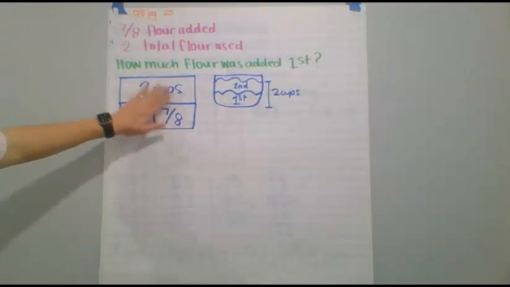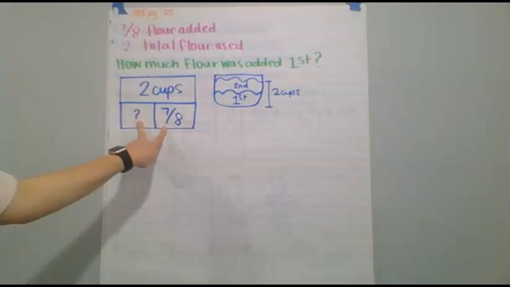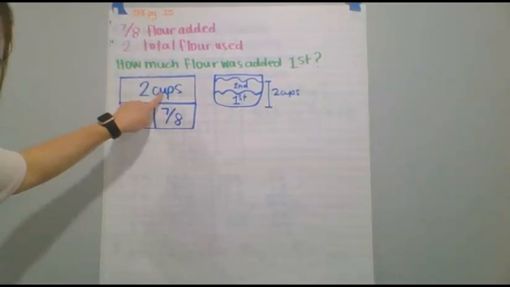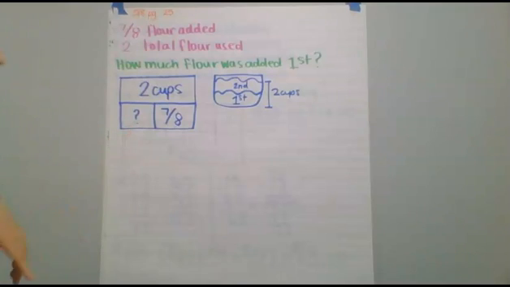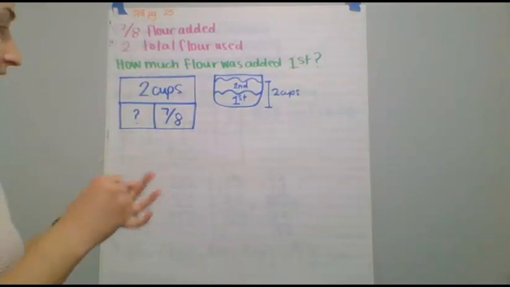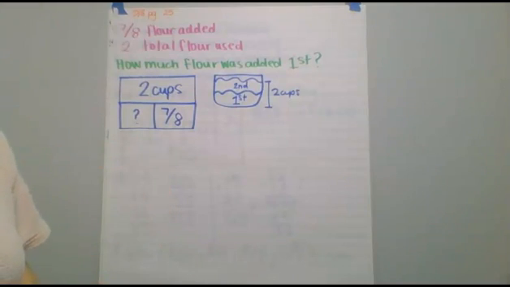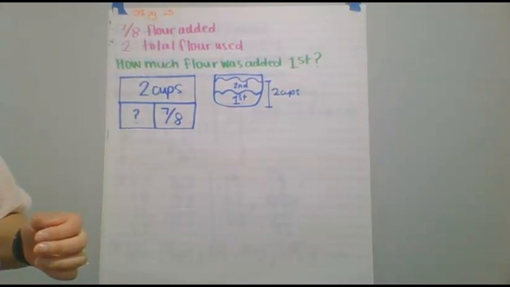So we want to find the difference between these two amounts in order to figure out this amount, because these two added together are going to give me 2 cups. These two subtracted is going to give me my other part. So when we have a whole number and a fraction, you want to make sure that you're lining up your numbers correctly so that you're solving it correctly.